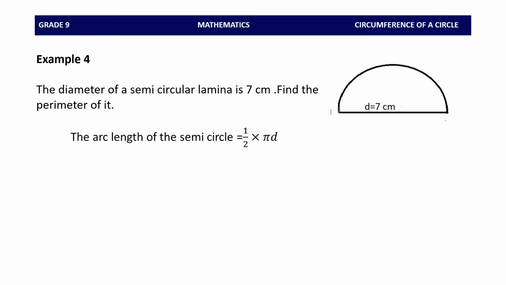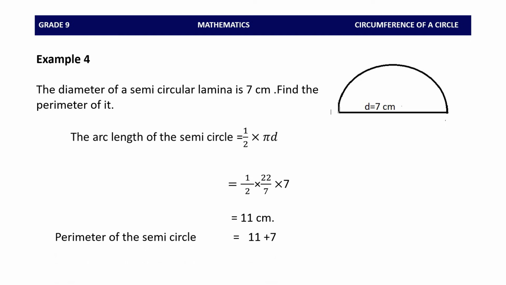Substitute the values. Half multiplied by 22 over 7 multiplied by the diameter 7. 7 and 7 are simplified. 22 divided by 2. The arc length of the semicircle is 11 centimeters. But you want to find the perimeter. For that, the diameter should be added. Then the perimeter of the semicircle equals 11 plus the diameter 7. It is 18 centimeters.